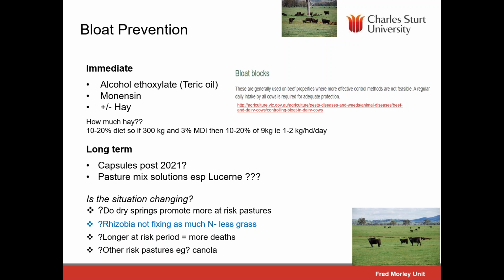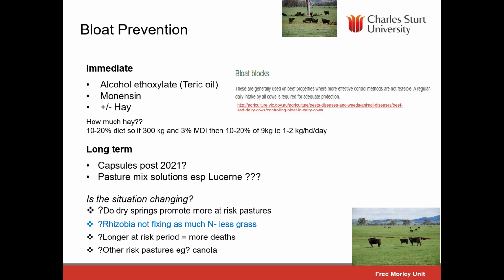And the other thing is some thoughts that you can have about changing the current pasture mixes, particularly with lucerne. If your problem is on lucerne pasture, whether or not it's going to be cost effective to put something in there that's going to lessen the bloat risk of that pasture by having some sort of grass in that pasture.